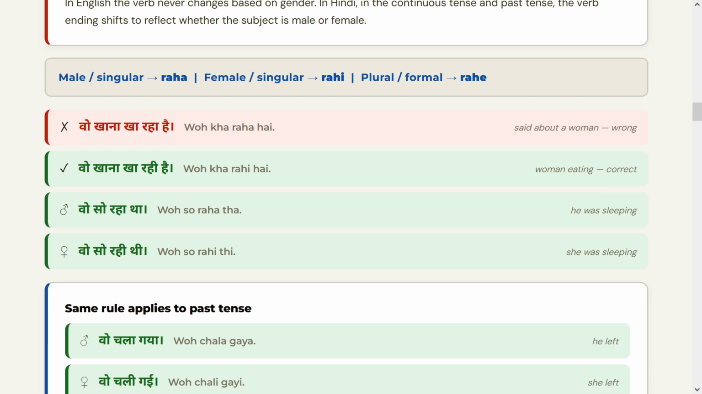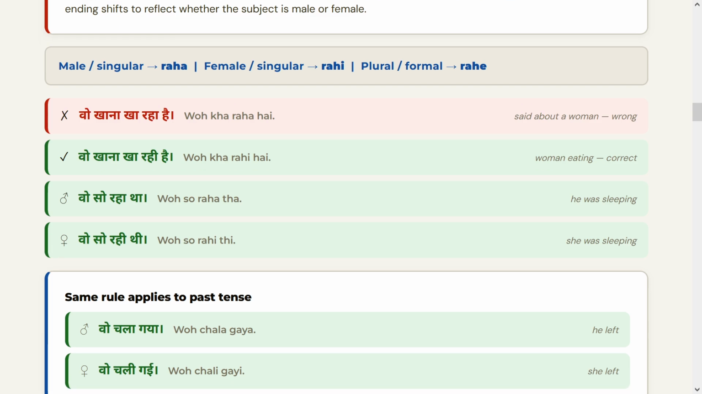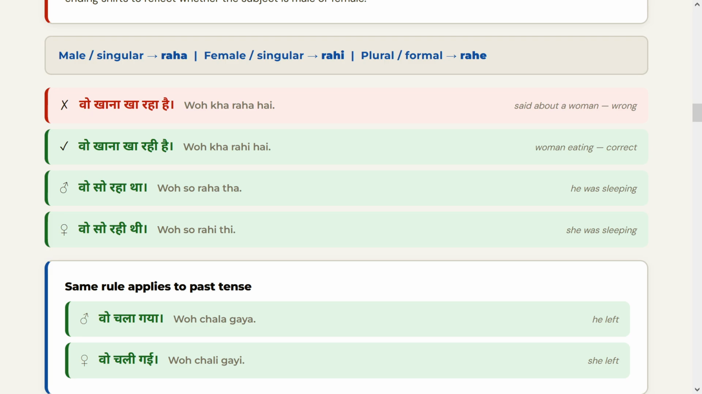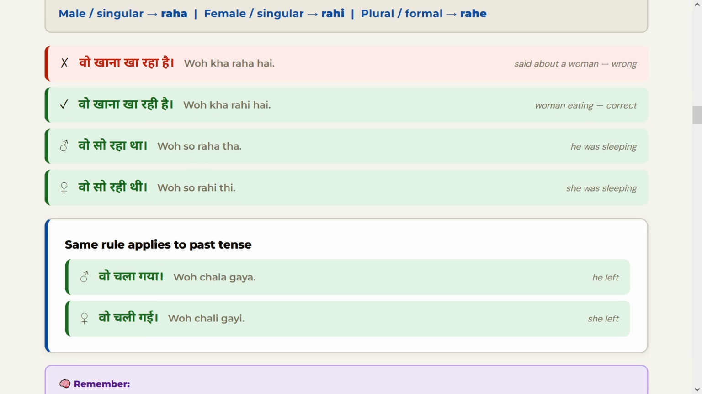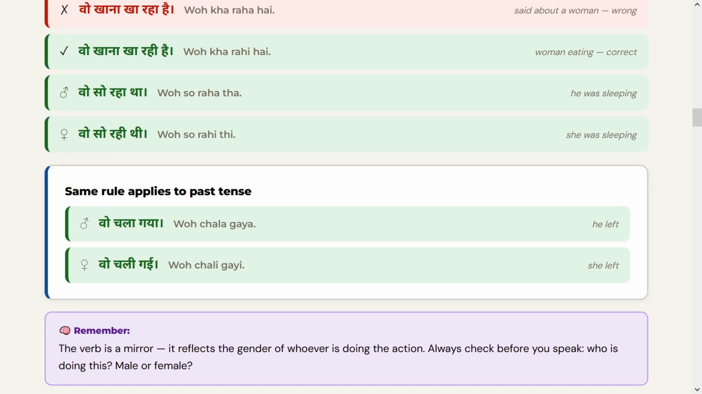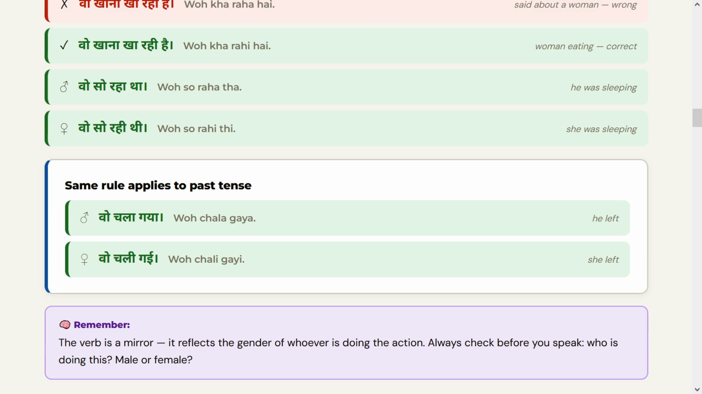She is eating. That is the correction. The mistake everyone makes: using raha for everyone. It does not work. Raha is male, rahi is female every time. Now the past tense. This follows the same pattern.